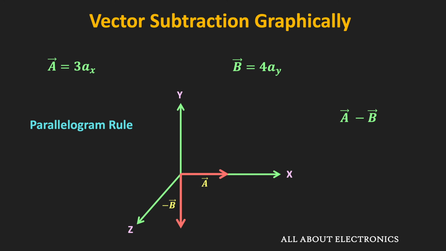Here, the vector a and the vector minus b are the two sides of the parallelogram. So now, let us complete this parallelogram by drawing the remaining two sides. This side is parallel to the vector a and it is of the same length. And likewise, this line is parallel to the vector minus b. And now, the diagonal of this parallelogram that is drawn from the same origin represents the addition of the vectors a and minus b, or in other words, it represents a minus b. So that is how the addition or the subtraction of two vectors can be done graphically.